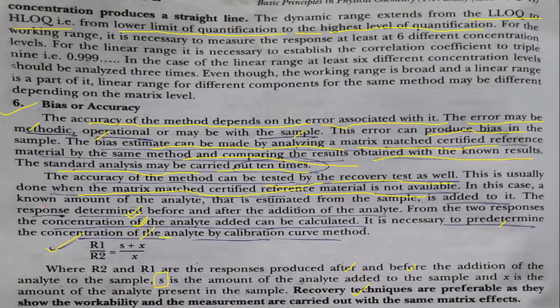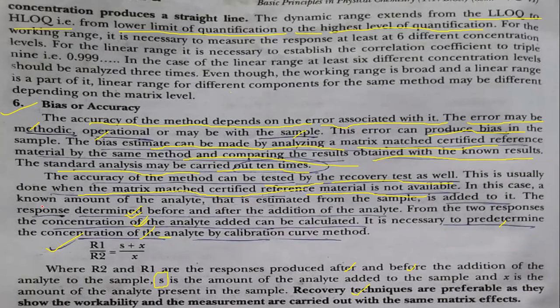After that, bias and accuracy are also characteristics we need to follow while doing the method validation. Accuracy of the method depends on the error associated with it. The error may be methodic, operational, or associated with the sample. The error can produce bias in the sample.